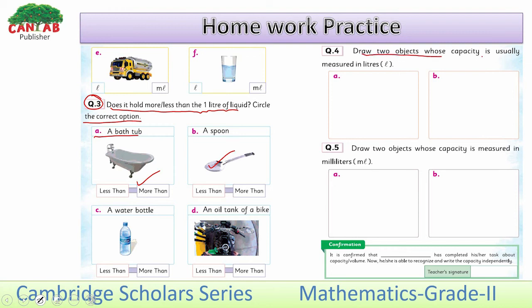Now look at question number 4. Draw 2 objects whose capacity is usually measured in liters. You have to draw over here. You may draw a jug or the water tank. Look at question number 5. Draw two objects whose capacity is measured in milliliters. You can draw a glass or syringe or anything else.